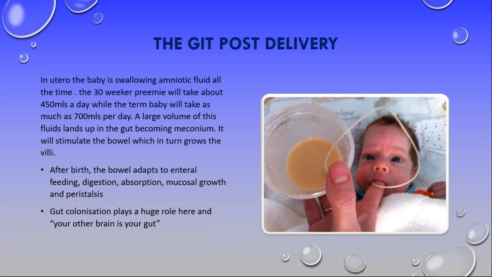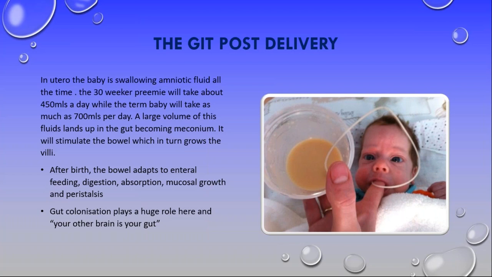Now, it is very, very important to remember that when these babies are taking this fluid, they are taking it constantly. So if you have a new baby in your unit and you keep that baby nil per os, you are going to see that the villi will flatten because you've kept the baby nil per os, because there is no amniotic fluid moving through the GIT tract. After birth, the bowel adapts to enteral feeding. It learns to digest, absorb. There's mucosal growth and peristalsis.